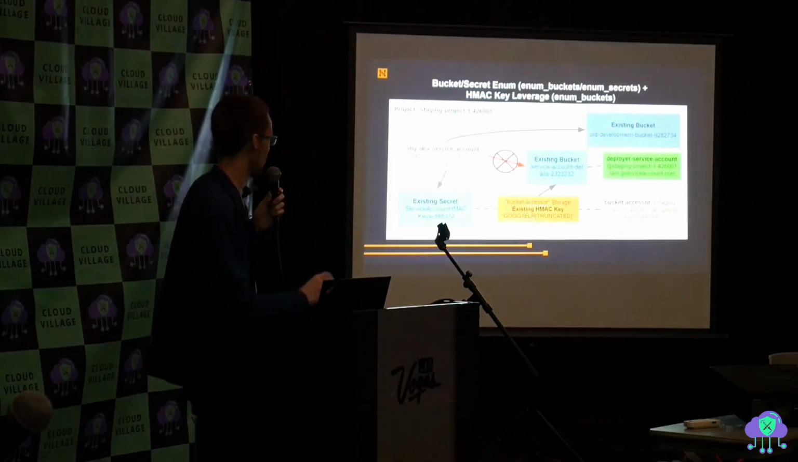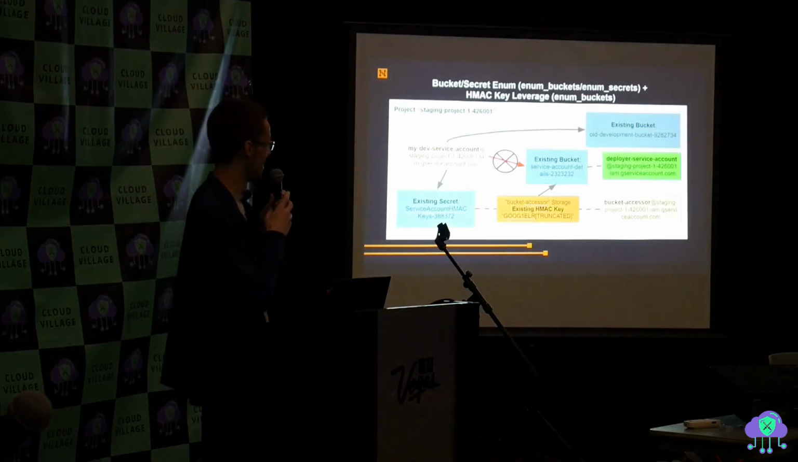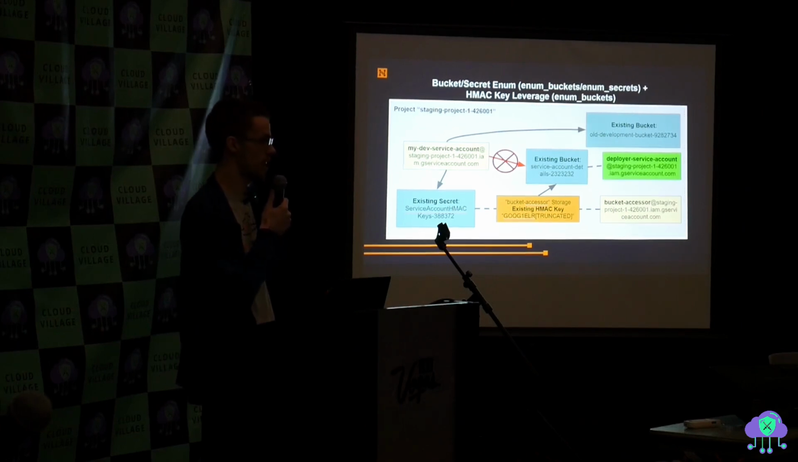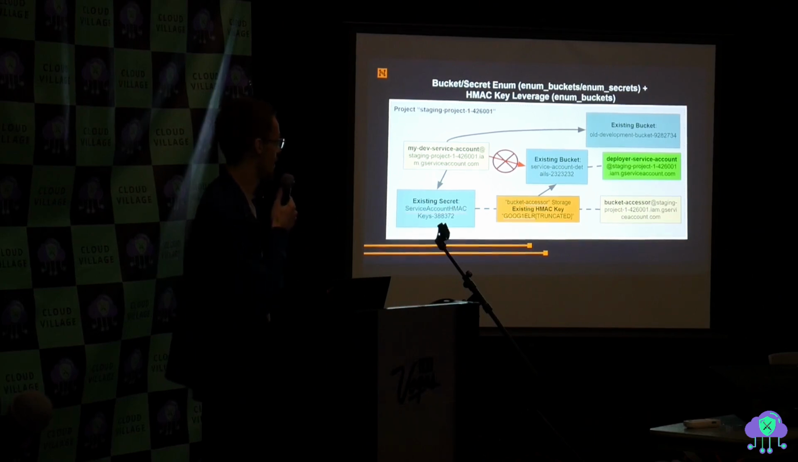Okay, and now we're going to look at a more complicated diagram. We're going to start on the left. We are the MyDev service account. We're going to run enum_all to enumerate as much as we can. We're going to see that we have access to one bucket, the one in the top right, the old development bucket. That's going to indicate that there are credentials in the service account details bucket, but we will not have access to that bucket. We're going to be blocked from list blob permissions.